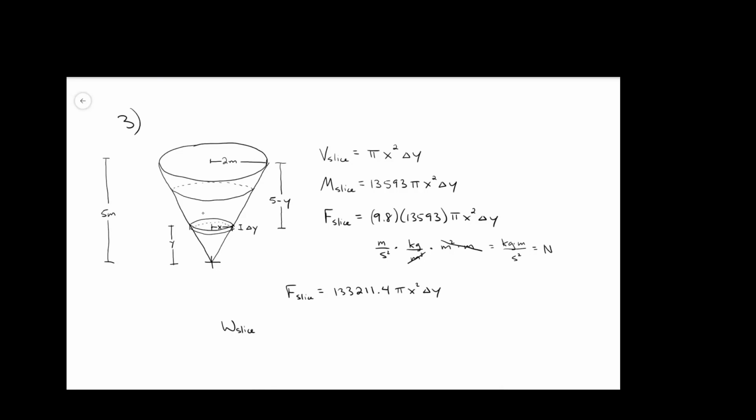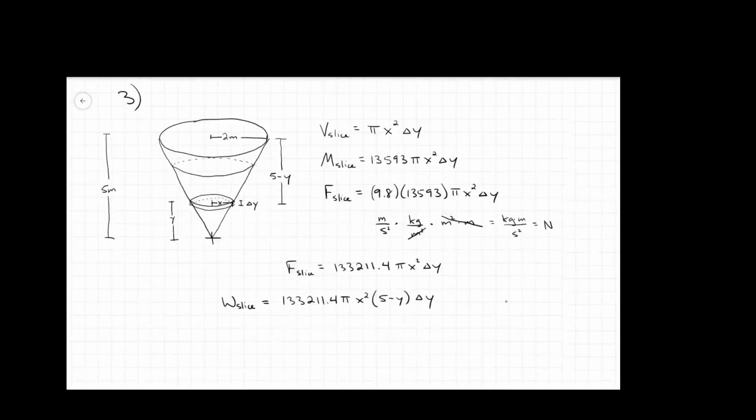So remember, work is force times distance. So really, we have the force already. Now we just have to multiply that by distance. So I'm going to write this again. Pi x squared. And now the distance that it has to travel, as we said before, is 5 minus y. And then we still have this delta y on the end.